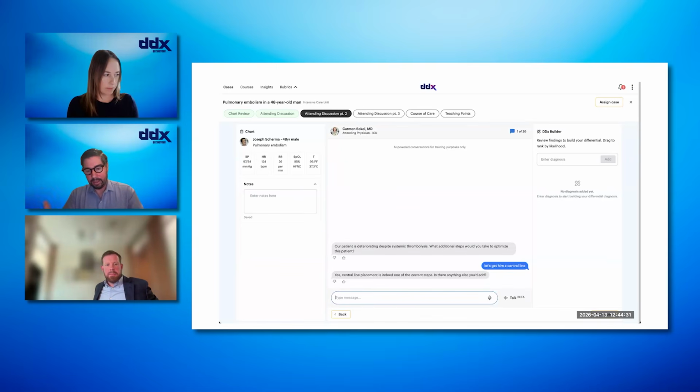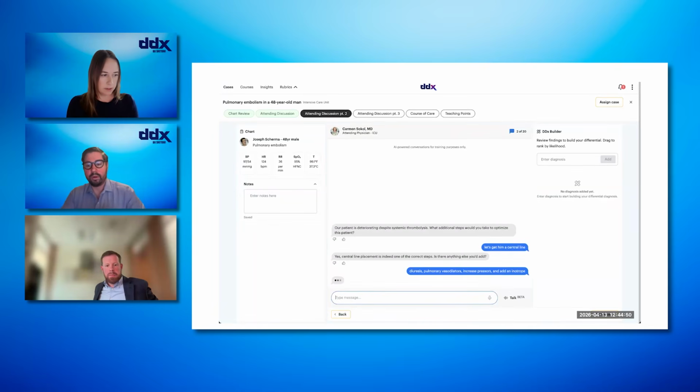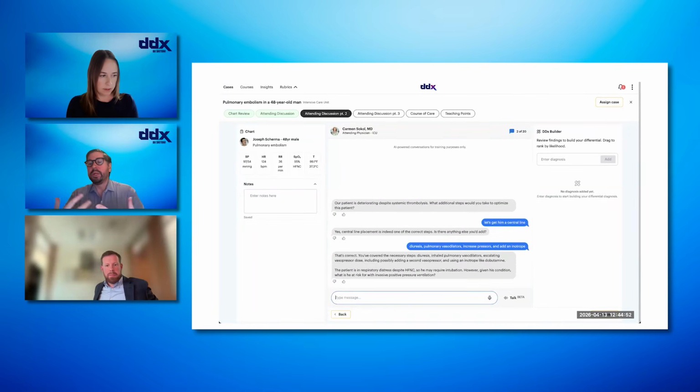So I am a simple urine doctor. I also have access to the DDX backend, so I can cheat and say let's get this patient some diuresis, pulmonary vasodilators, let's increase their pressors and add inotrope, which is a word I haven't thought of in a long time. So doing all the right stuff for this patient, again, based on their deteriorating clinical situation.